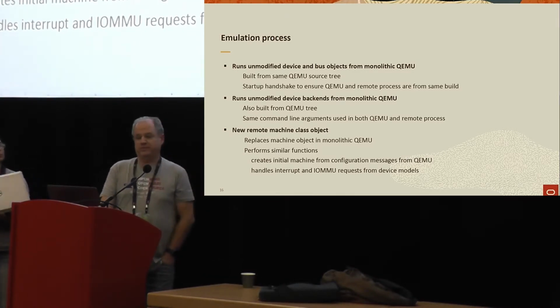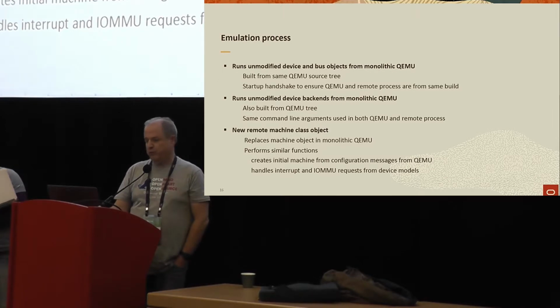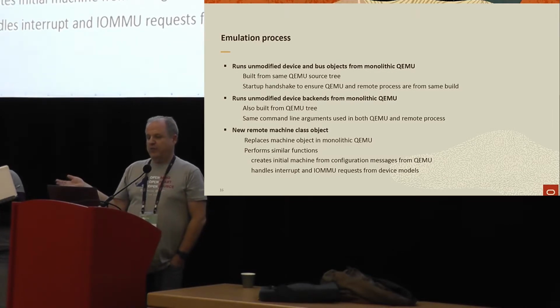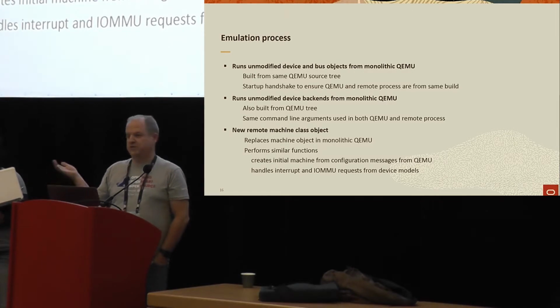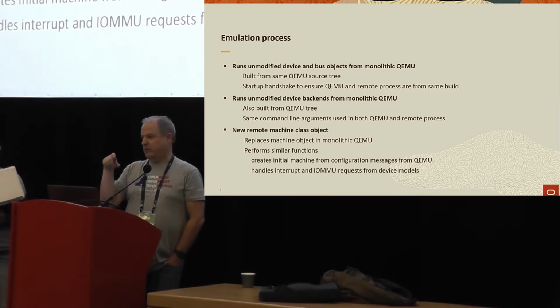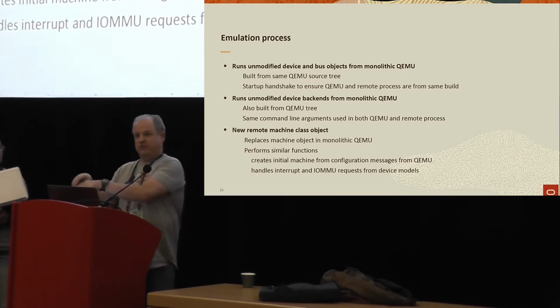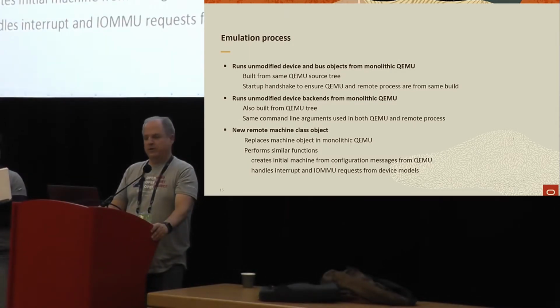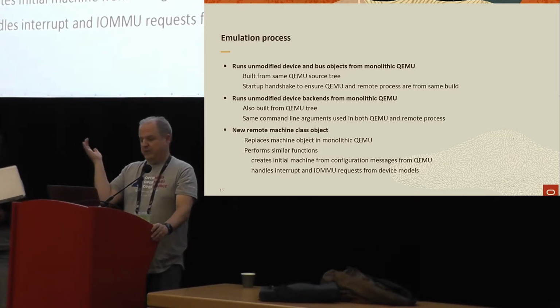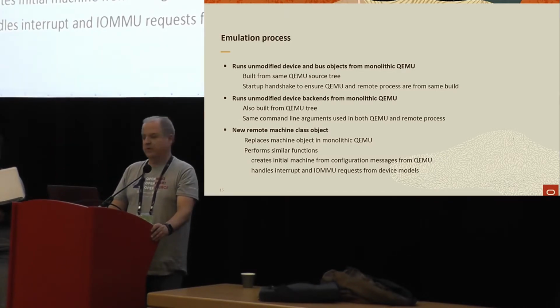So what do we actually do instead? Our emulation process is running unmodified device and bus objects. This project does not scale if you have to go into the device object. Here are the things you need to change in order to make your device emulation run in a remote process. We build it from the same QEMU source tree. We can have a little startup handshake to ensure that both QEMU and the remote process were from the same build.